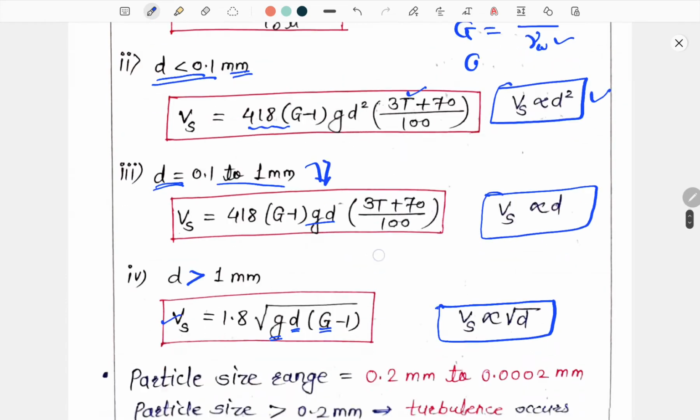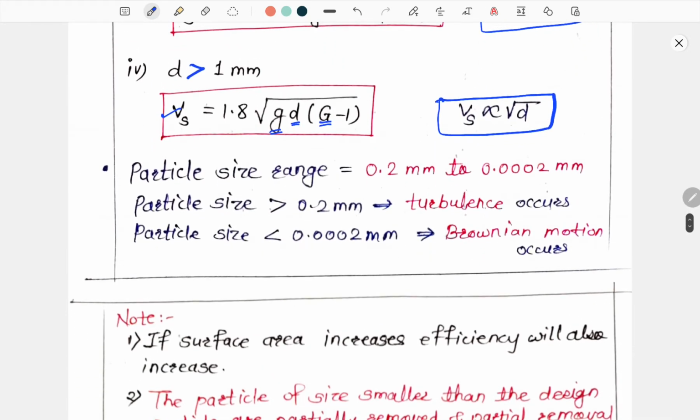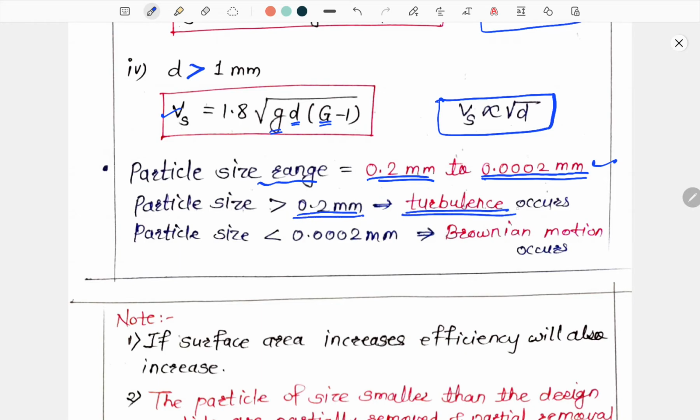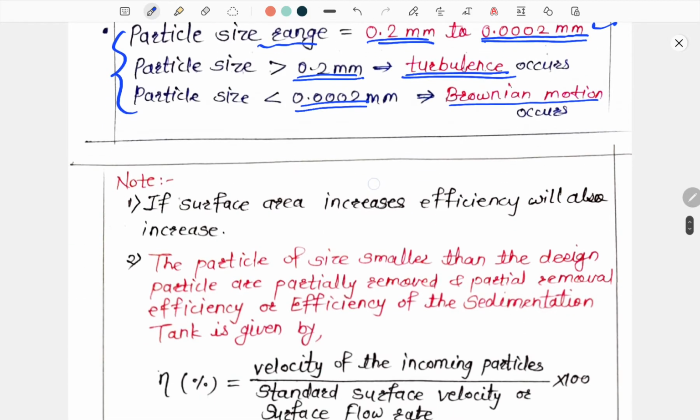Okay, now next one. In the case of Stokes law, particle size ranges from 0.2 mm to 0.0002 mm. Remember this range. If particle size is greater than 0.2 mm, then turbulence occurs, and if particle size is less than 0.0002 mm, then Brownian motion occurs. So these are very important points.